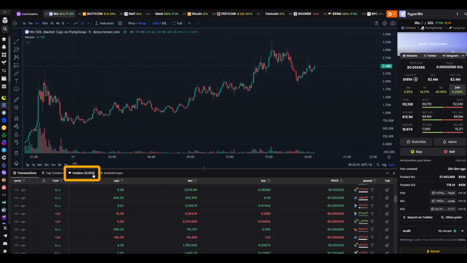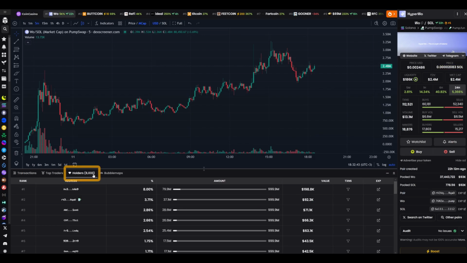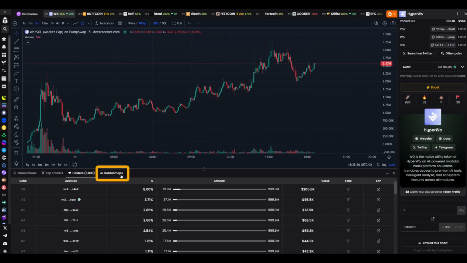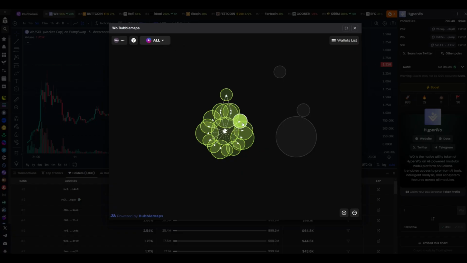The next tab is holders. It shows how many people hold the token. If there are thousands of holders, that's a good sign. But if nearly all the tokens are in one wallet, I immediately become wary. That's just too risky. The third tab is the bubble map. This represents the network of connections between wallets. I look for anything suspicious, whether everything is linked to a single address, whether a web is forming.